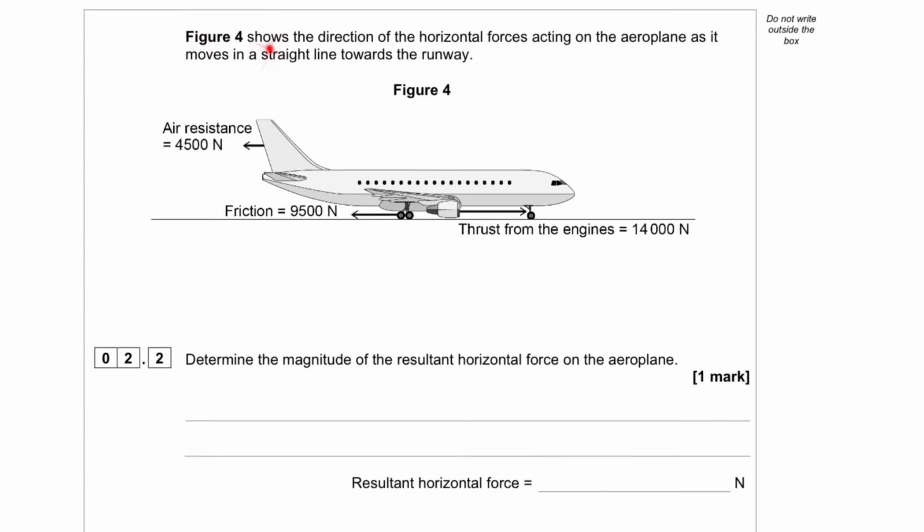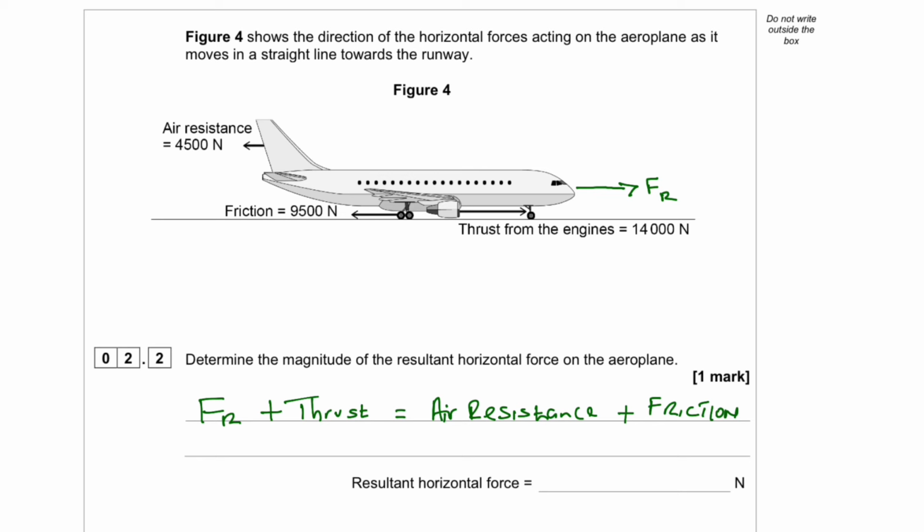Figure 4 shows the direction of the horizontal forces acting on the aeroplane as it moves in a straight line towards the runway. Air resistance here, this is the friction force in that direction, thrust in this direction. And question 2.2 says to determine the magnitude of the resultant force on the plane. So if there was any magnitude here, it might be in that direction. So let's assume that's the magnitude here of the resultant force.